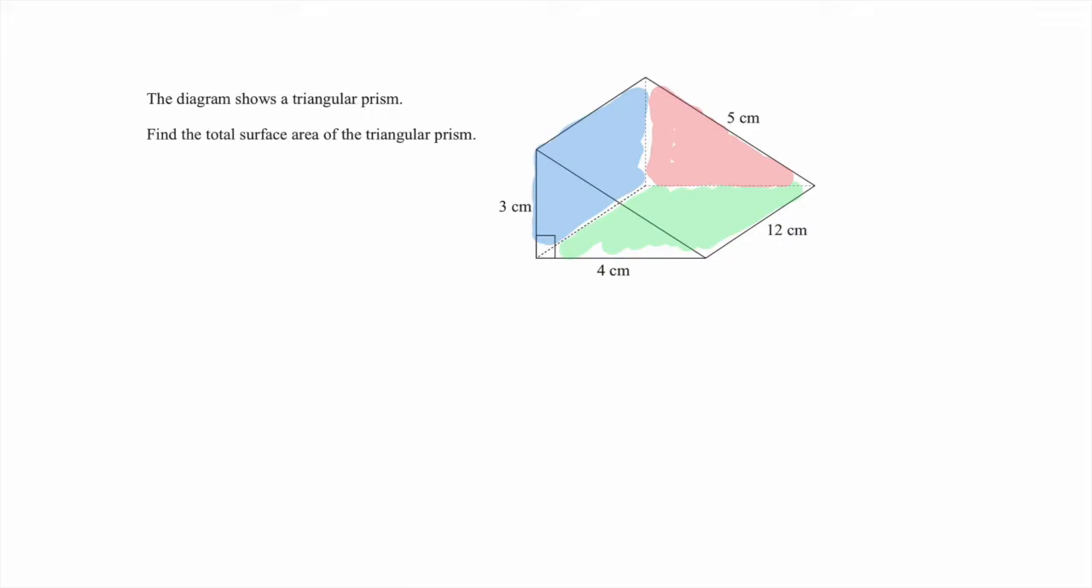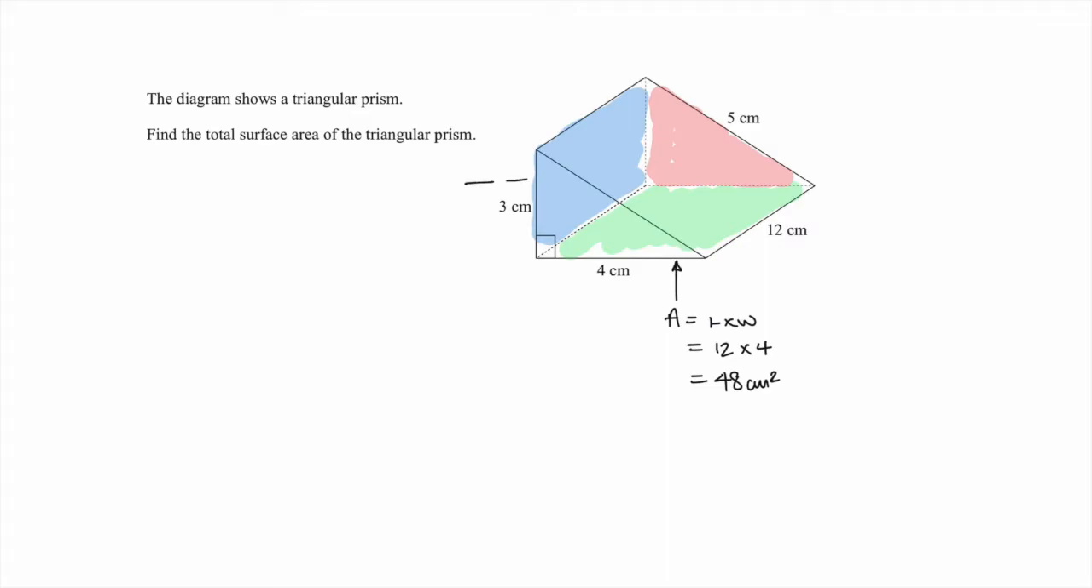Let's get to work. So I need to find the area of all the faces. Let's get the bottom one first because that one seems pretty straightforward and easy. So the area of the bottom, it's a rectangle, so it's just length times width. In this case, the length is 12 times 4, and that's going to be 48 centimeters square. All right, so that's the first one done.